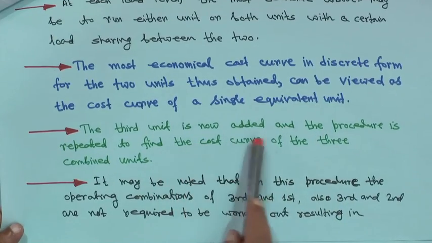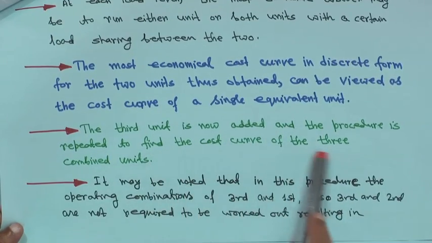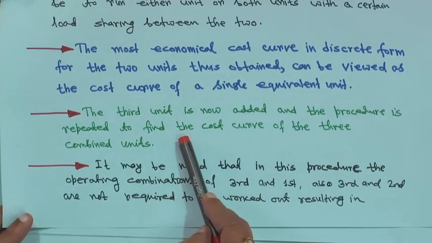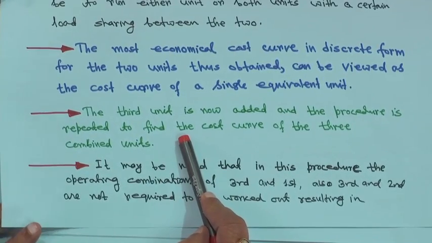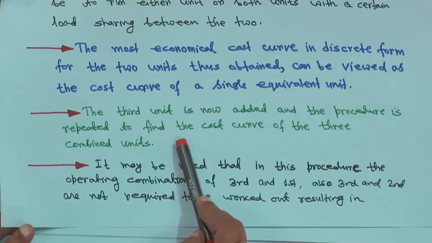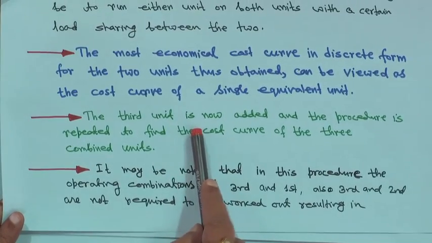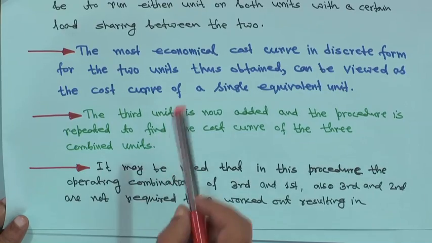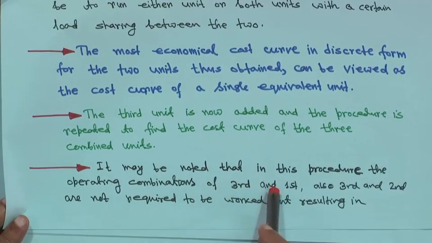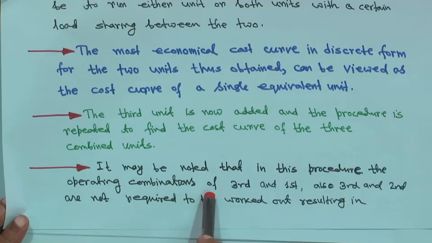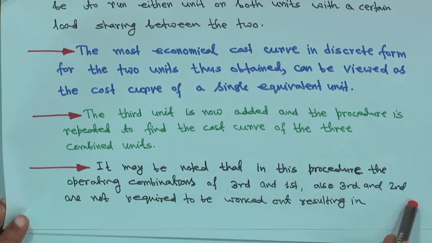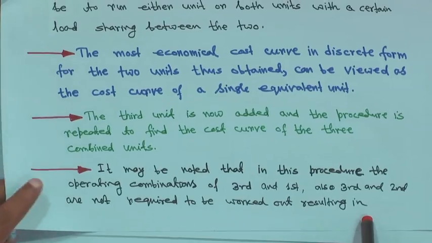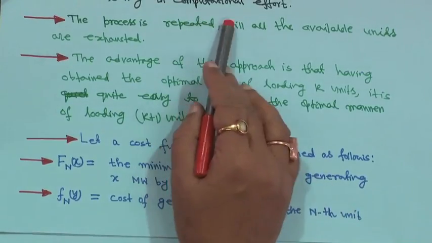The third unit is now added and the procedure is repeated to find the cost curve of the 3 combined units. Actually, for this dynamic programming, yesterday I made calculations over 4, 5, 6 pages. I will not show these calculations here, because it will be very hectic. So I will show only 1 or 2 small things on how to make it, right. It may be noted that in this procedure the operating combinations of third and first, or third and second, are not required to be worked out, resulting in considerable saving in computational effort.